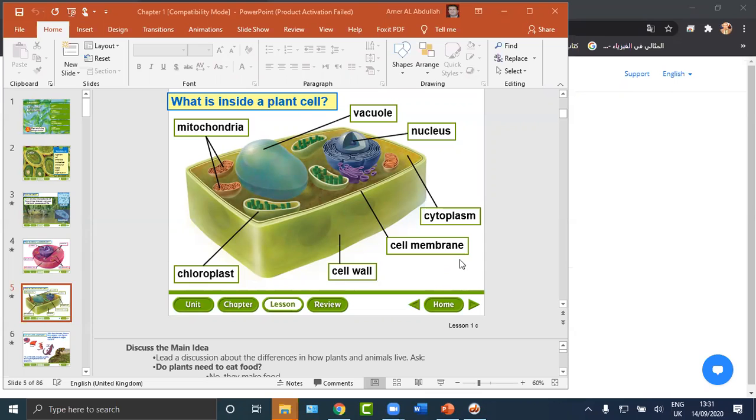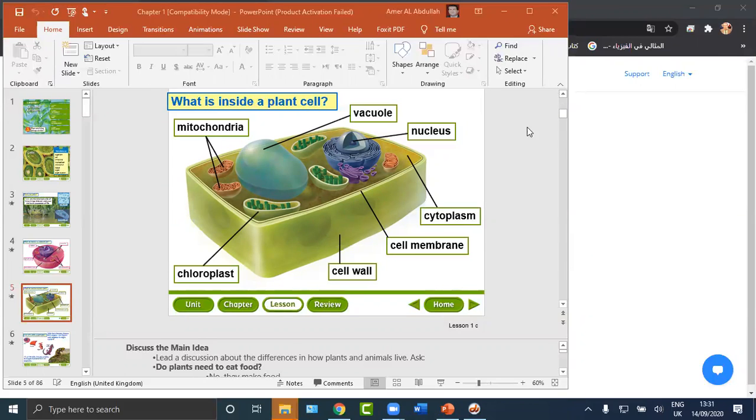Today we will continue, but before that, I'll ask you some questions. The first question is about the cell wall. Who can define the cell wall?